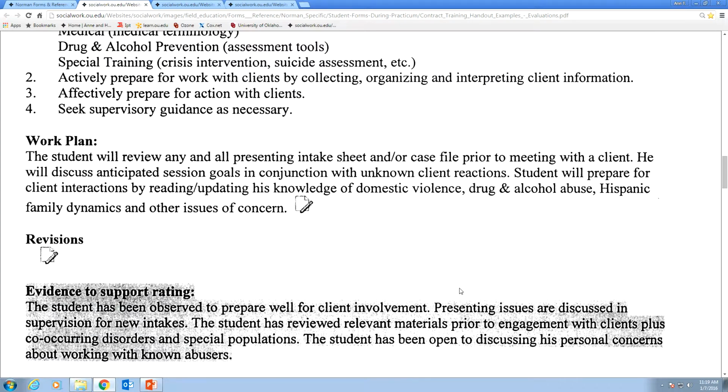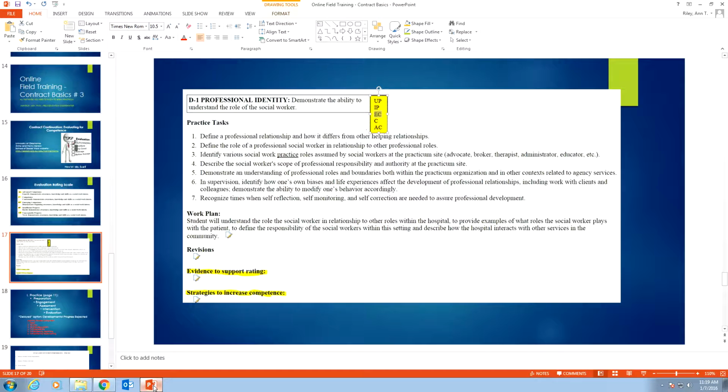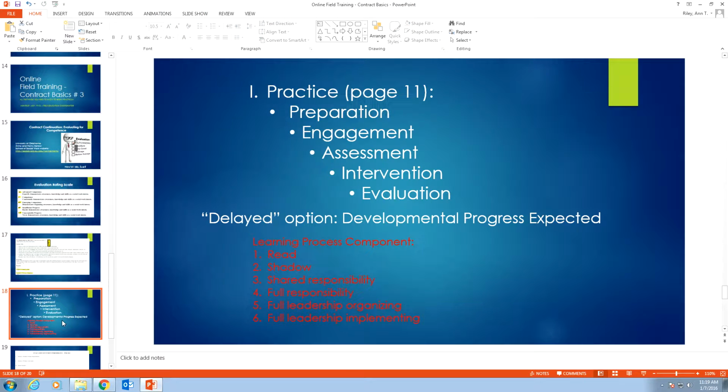So the work plan is completed and the evidence is listed here as the basis for their assessment of the student. Looking back at the PowerPoint briefly, let me show you something else that's relevant to the practice section only.